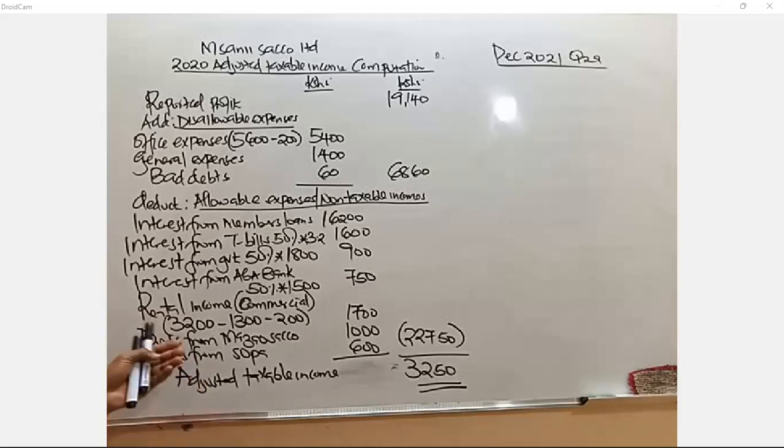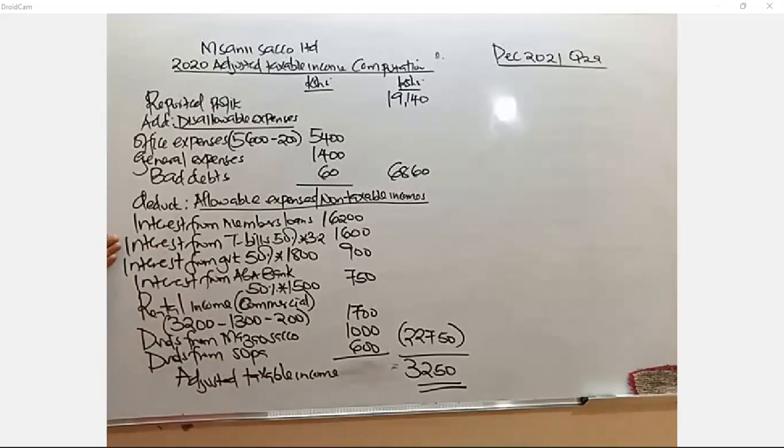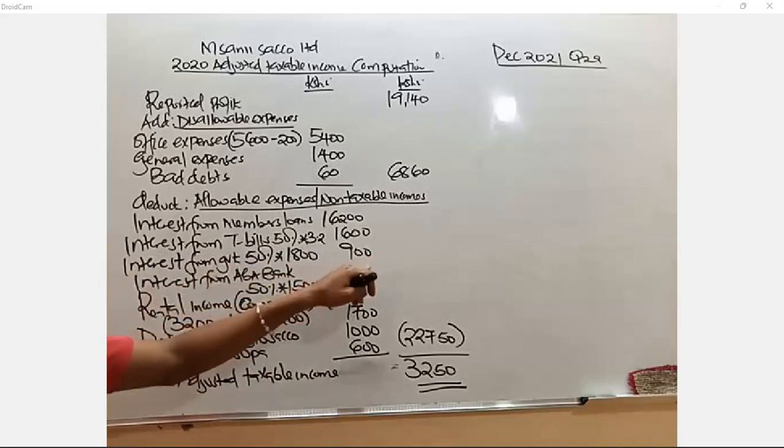Now, from there, I just want to leave it at that point so that you can go and calculate the tax liability. Because for the tax liability, you are just going to take the adjusted taxable income. Then you conclude by taking the interest which is subjected to a withholding tax. I can see we have the interest from the T-bills, 15% of 1,600. The interest from government bills, 15% of 900.